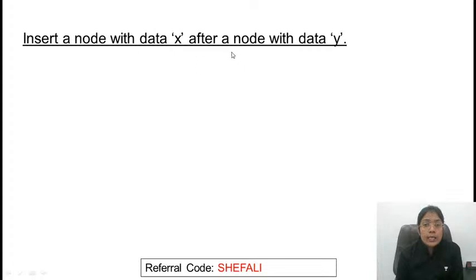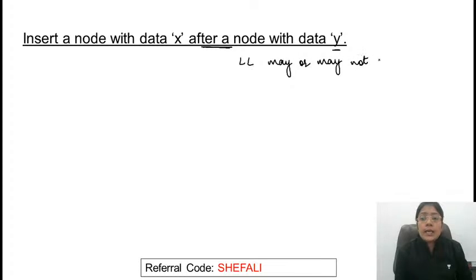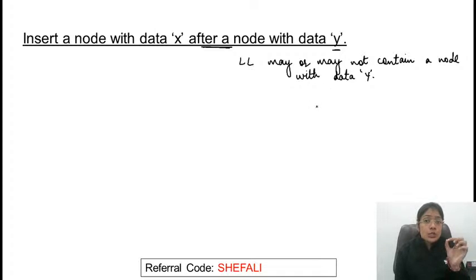Insert a node with data x after a node with data y. After a node with data y. So यहाँ पे आपके पास cases क्या बनेंगे? First case is there can be possibility के linked list may or may not contain a node with data y. So the very first step is we need to search for a node with the data y. So this means that to search for any particular element in the list, we need to traverse the list. So this means that traversal is required.